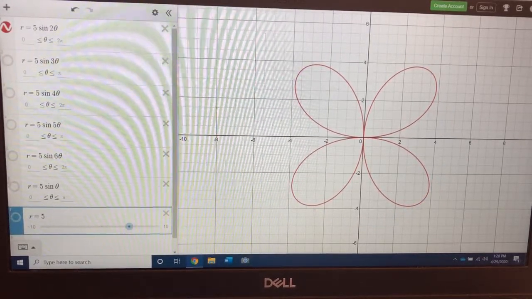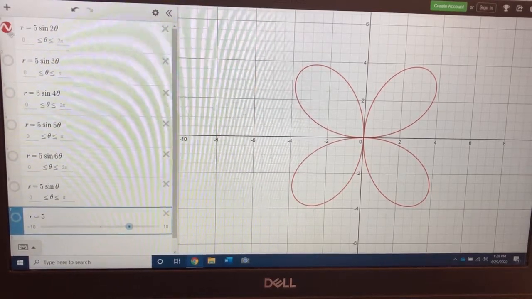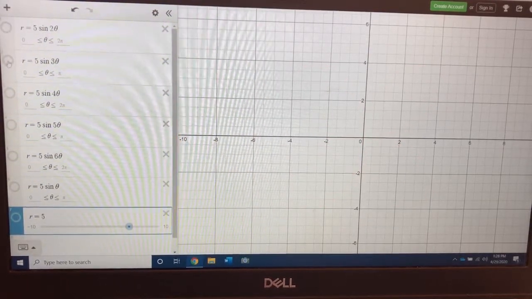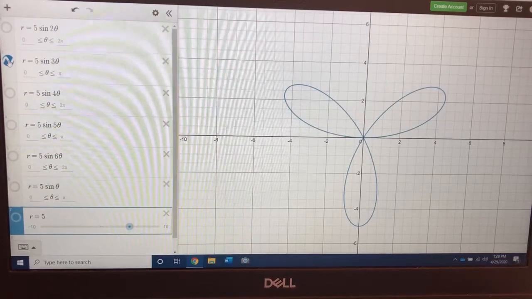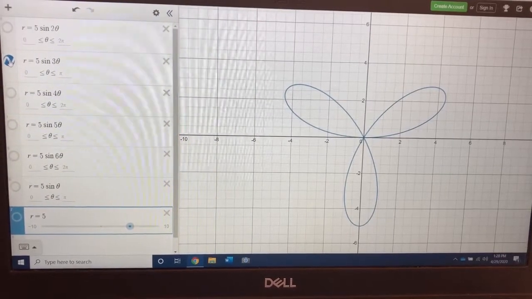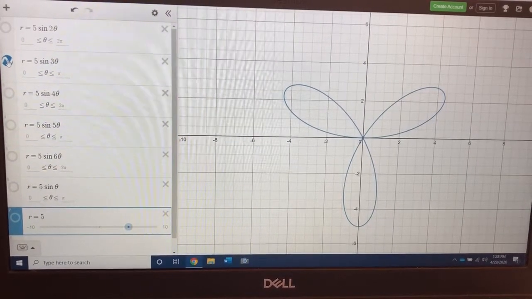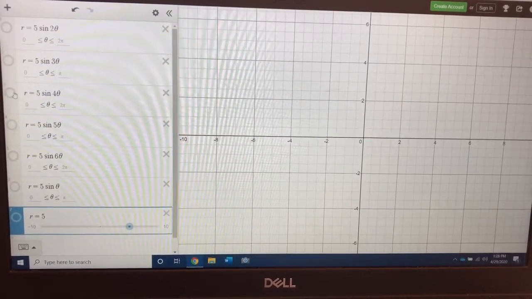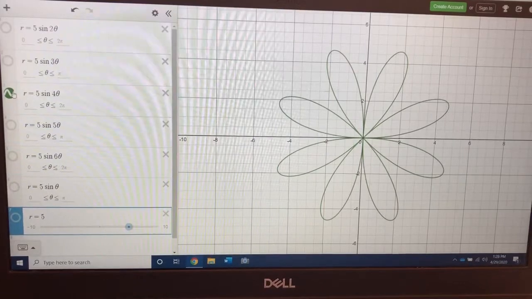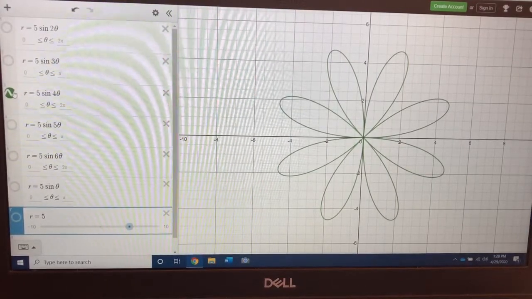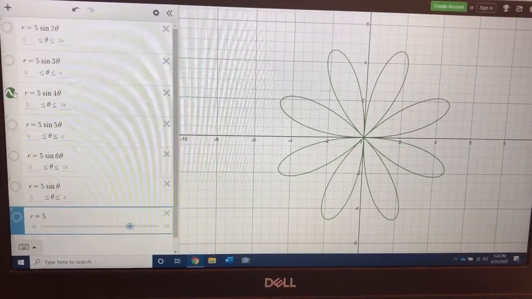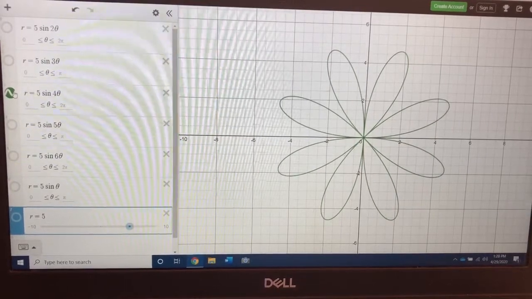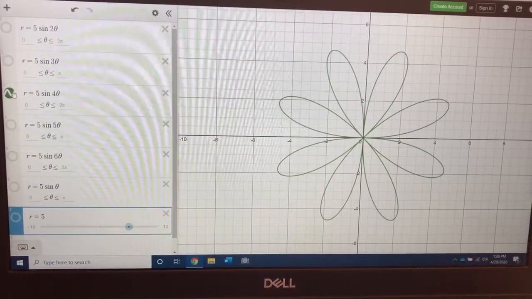Let's look at another one. The form of the equation is similar. It's r equals 5 sine 3 theta. Notice it's still a rose curve, this time with 3 petals. And here's r equals 5 sine 4 theta. Notice it has 8 petals. But again, each petal length is 5 units.